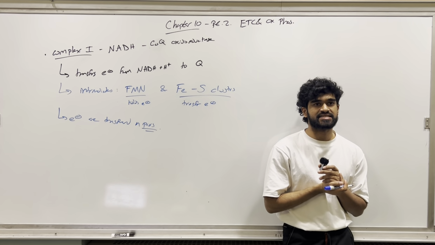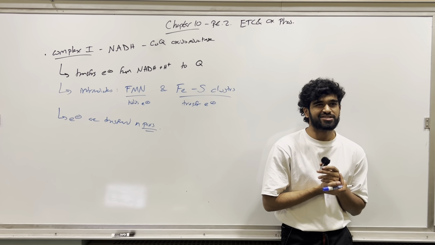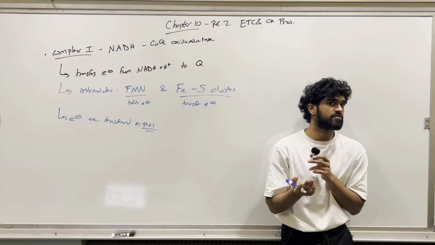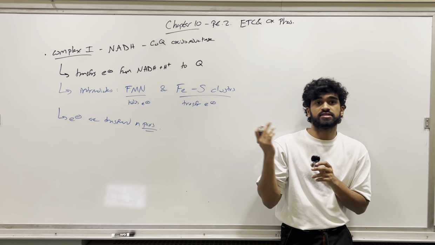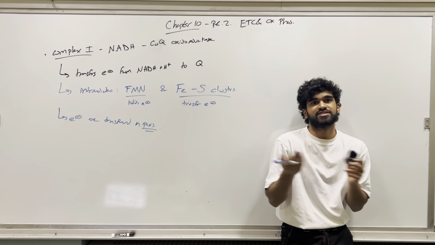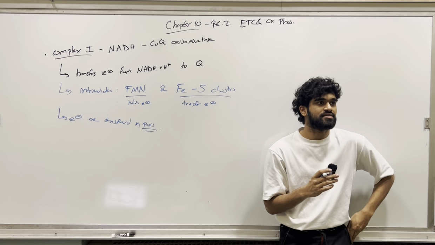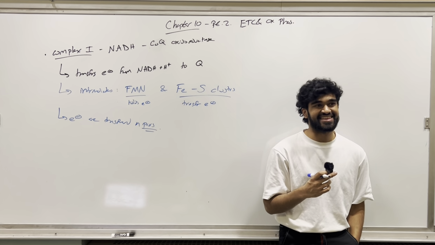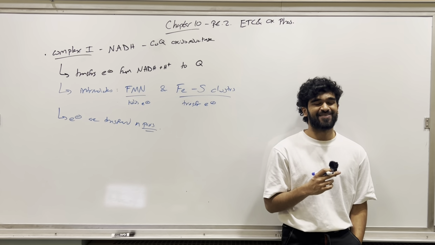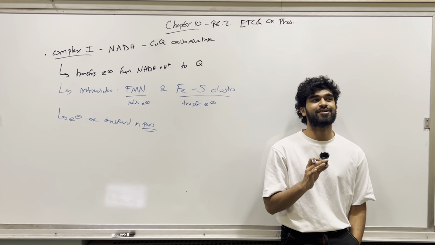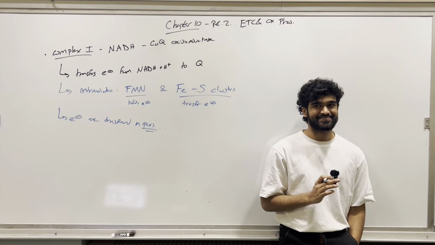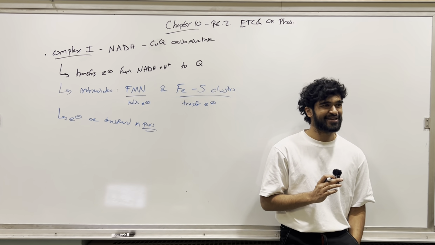I sound like an idiot saying that, don't I? When are electrons not transferred in pairs? Other than radicals. Because if we created radicals in this, we might as well just give up. The whole thing's gonna explode, right? But actually, foreshadowing, I shouldn't say that. There are radicals involved in the electron transport chain. Very, very well controlled radical chemistry.